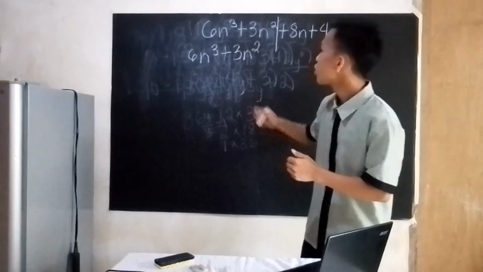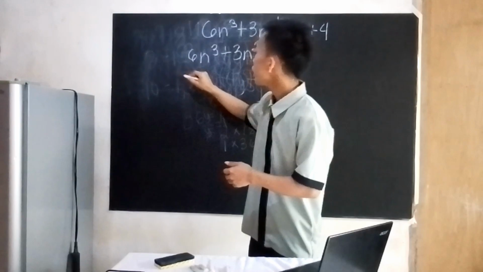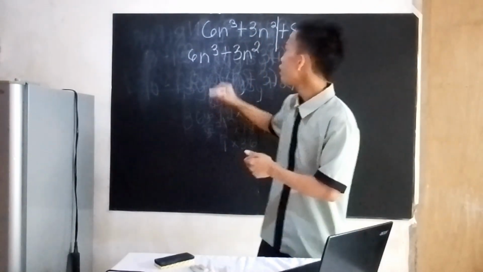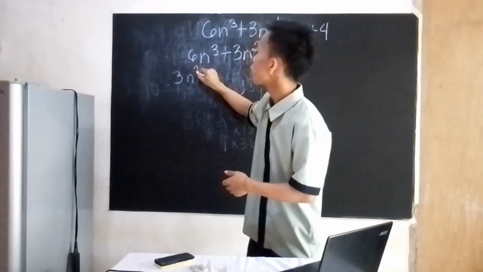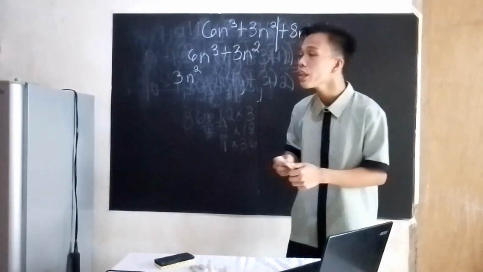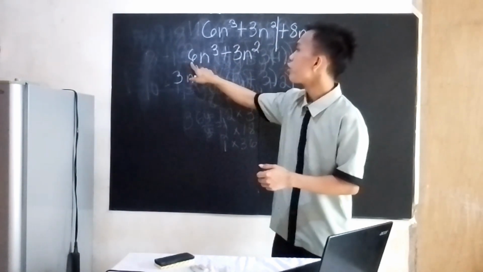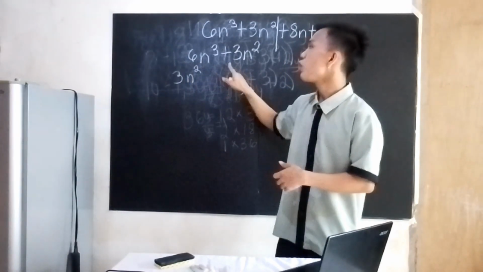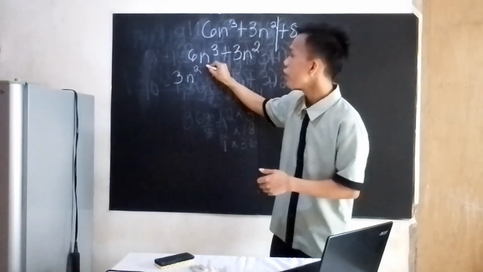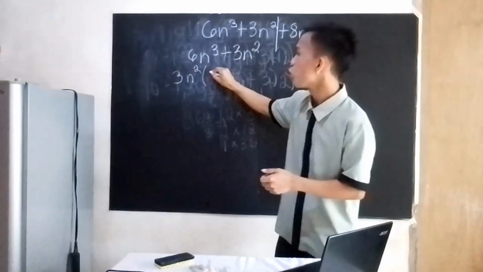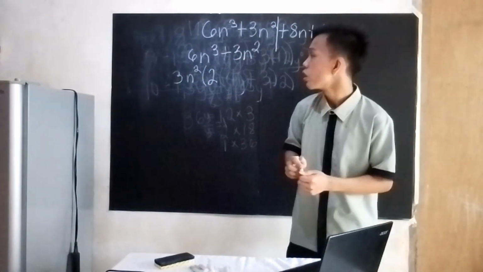So first, we are going to find the common. Just like what Mark said, the common in here is 3n squared. Why 3n squared? Because when you think of a number that is divisible by these two numbers, that is 3. So 6 divided by 3 is 2.